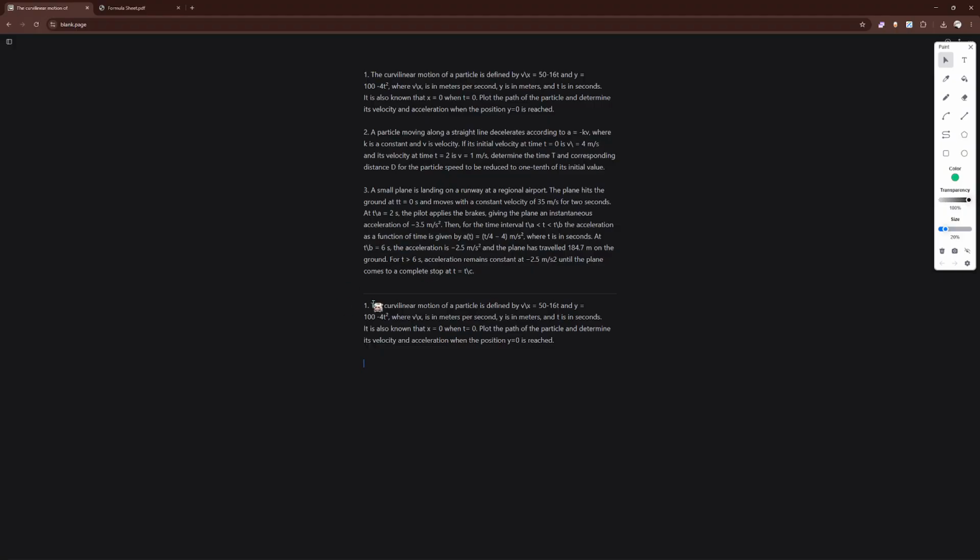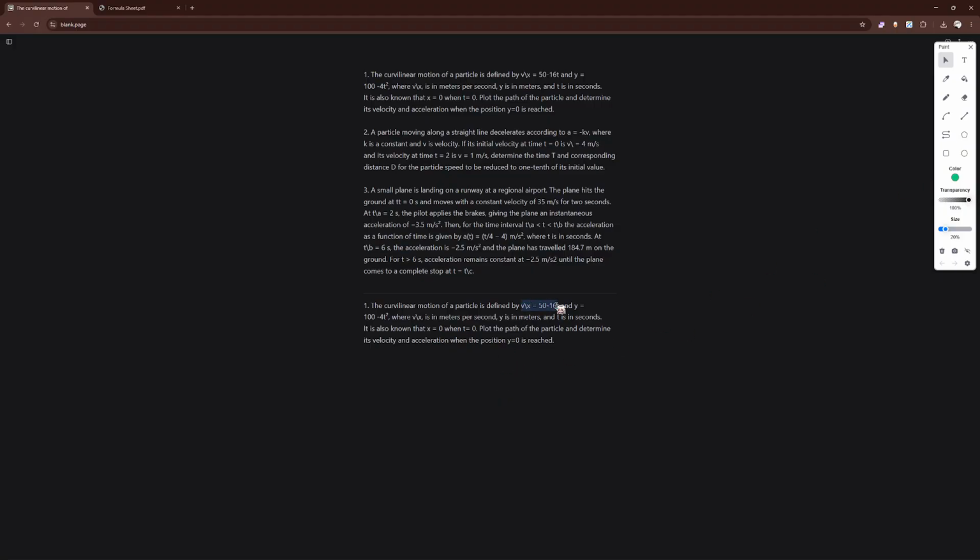Okay, so question 1. The curvilinear motion of a particle is defined by Vx equals 50 minus 16t. So V is a function of t, and y equals 100 minus 4t squared. Y is also a function of t. This is useless information: x equals 0 when t equals 0. Then we want to plot the path and determine its velocity and acceleration when the position y equals 0 is reached. So this is fairly straightforward what we're looking for.